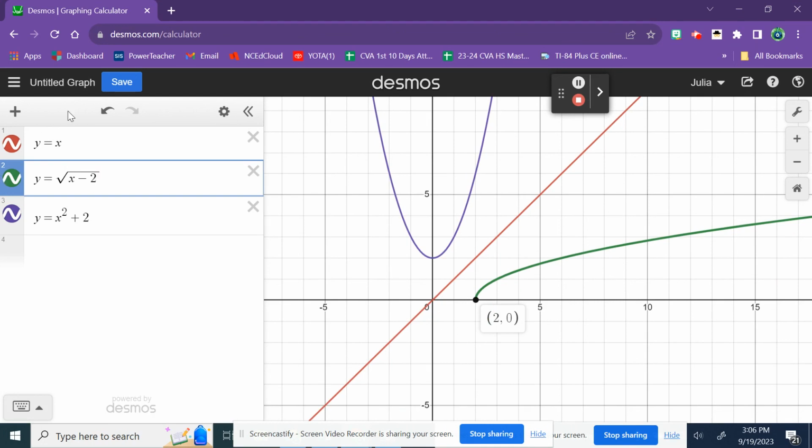Okay? So using Desmos is a great way to verify that they are inverses. You could graph them and state that they reflect over the y equals x. That is a way to verify. Also, you can solve them and check them to verify that they are the inverse of each other.